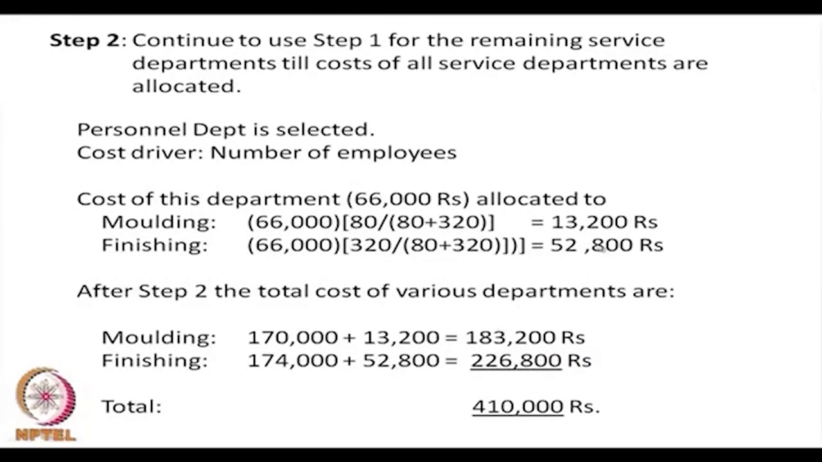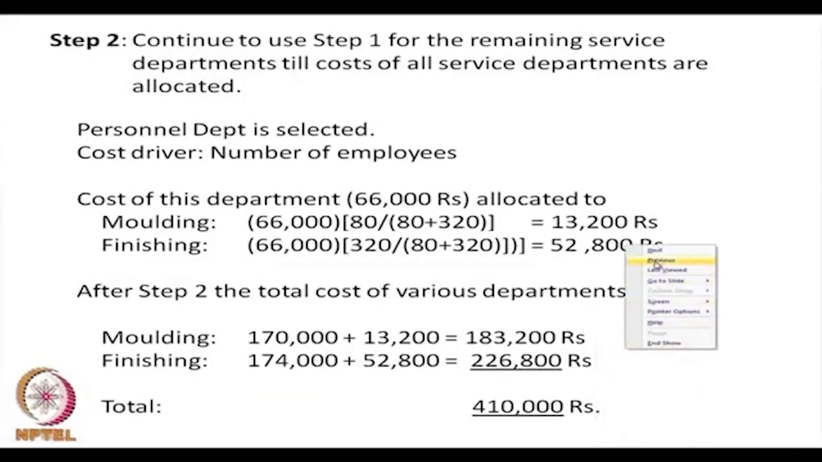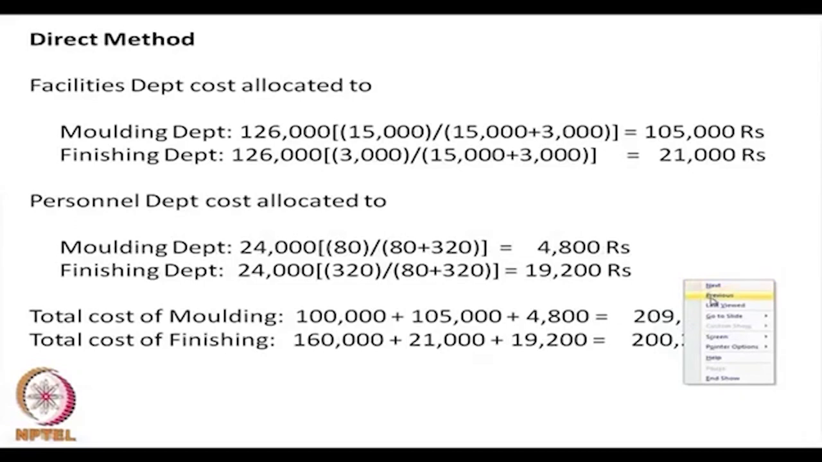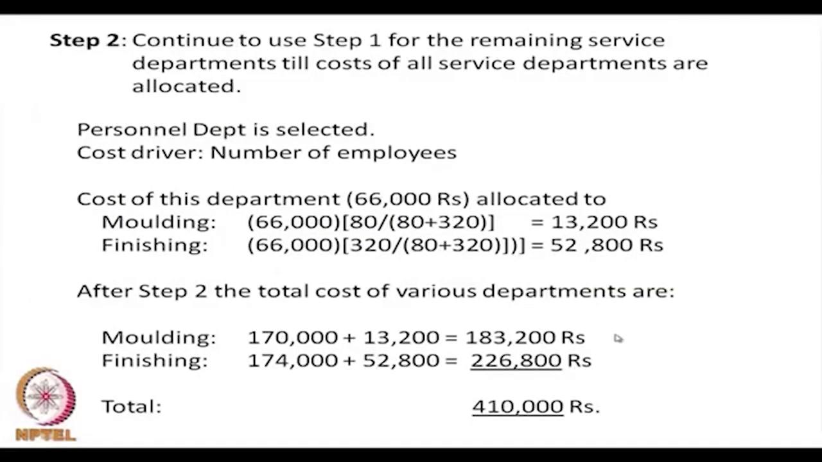And now, we are adding 52,800 rupees after cost of the personnel department is allocated to finishing. And when we add this, it becomes 226,800 rupees. The total is same, total is 410,000 rupees. If we add these 4, it will come to 410,000 rupees. So, we have now been able to allocate the service department's cost to the operating departments.